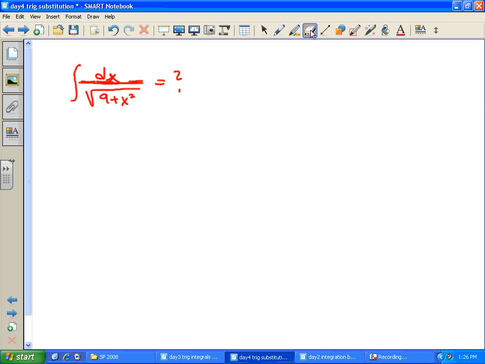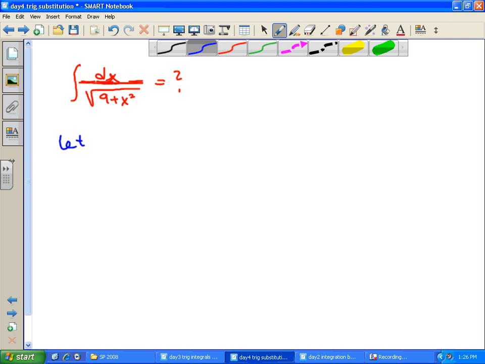Yes, Gracie? Exactly. You have a square root expression within which you have a sum of two squares. That is a sign that trig substitution will work here. So let's try it with trig substitution. What would be a good choice? Let x be equal to what? 3 tangent theta. Let me stop for a moment, see if everybody agrees with that substitution.